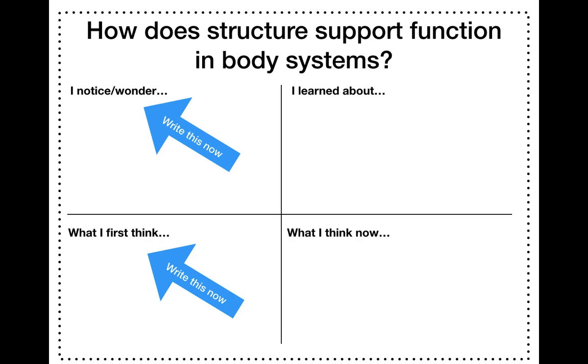Okay, so now you've watched the video, you should be filling in the I notice, I wonder, and what I first think parts of your notebook. You can write down what you notice and wonder during the video and what you first think the answer to this question is. So our question is: how does structure support function in body systems? What do you think is the answer to that? How does the structure of a body system support the function of that body system? For example, how does the structure of the alligator's snout support its ability to survive the winter? How does the structure of the human heart allow it to pump blood around the body? That kind of thing.